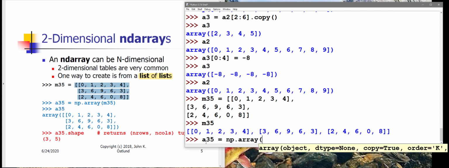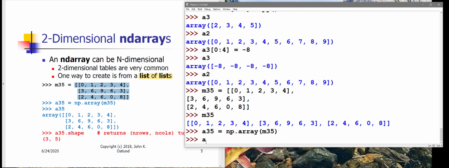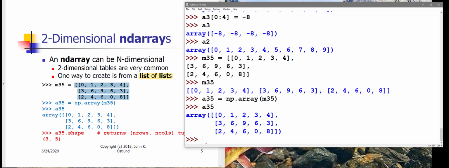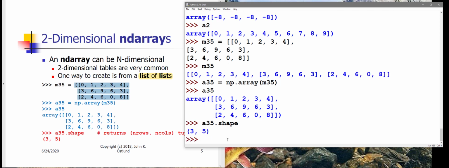And I use np.array with my iterable M35. Okay, so there's the display. The default representation is displayed for the ND array A35 as a nice two-dimensional array with 3 rows and 5 columns. In fact, ND arrays have a shape attribute that you can query that will return to you a tuple.